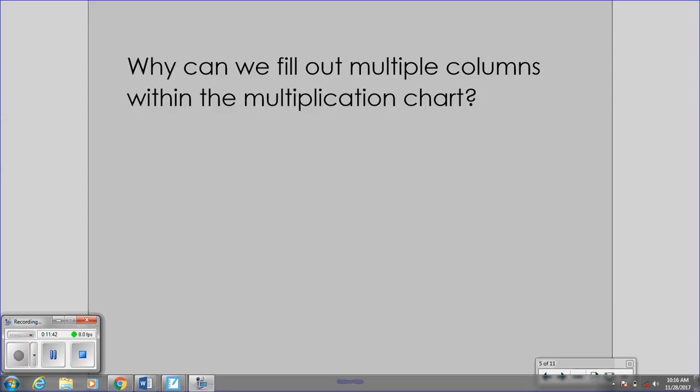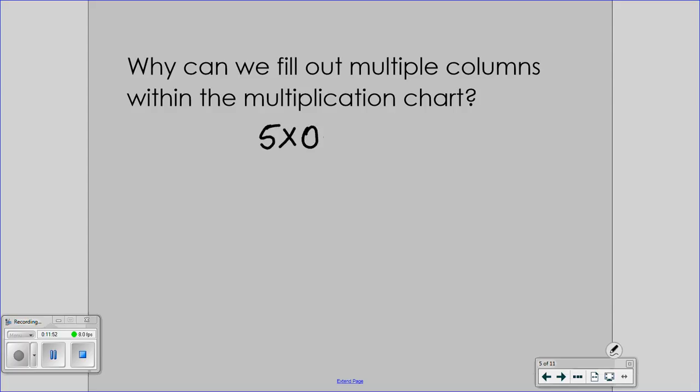Evan, what do you think? Well, if you have like 5 times 0, then it's still going to be 0. Okay, 5 times 0 equals 0. But if you count 0 5 times, then it's still going to be 0. Sure, but we have 0 times 5 in our multiplication charts. If you count 5 0 times, then it's going to equal 5. Nope. Parker, what do you think? Because you have to count 0 usually. Okay, so what's 0 times 5?